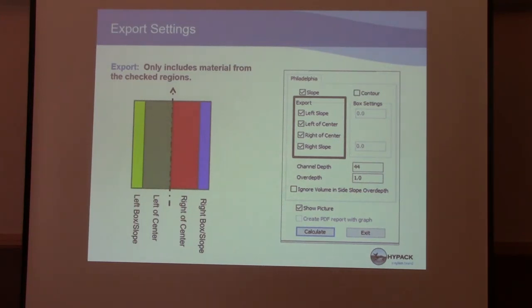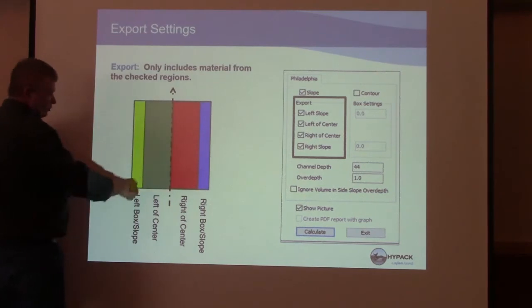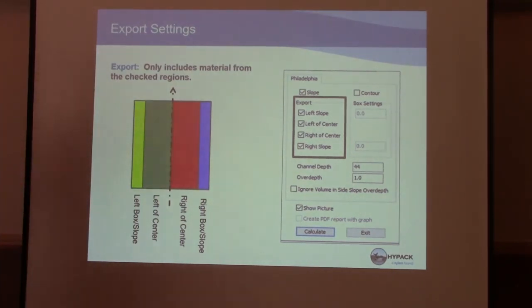So, when you export the Philadelphia method, you can do left, right, center. It'll break them down into the zones for you. You don't have to have advanced channel design zones. It'll do them for you. Okay?